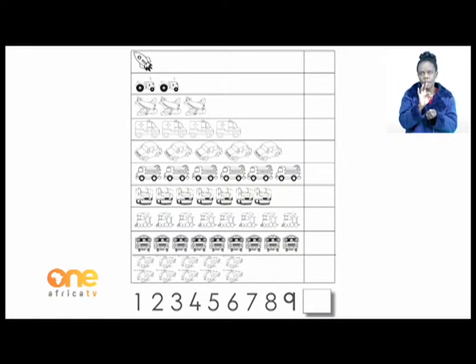1, 2, 3, 4, 5, 6, 7, 8, 9. So the number that needs to be in that box is the number 10. I'd like you to also write the number 10. Good job, everyone. Let's now go to page 6.